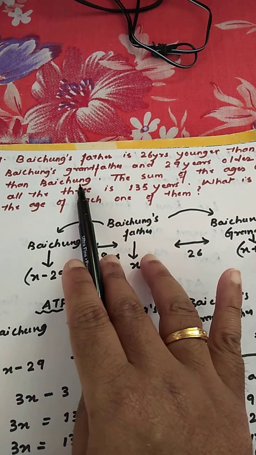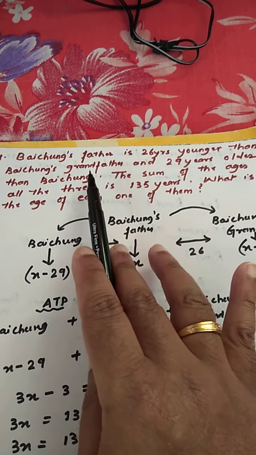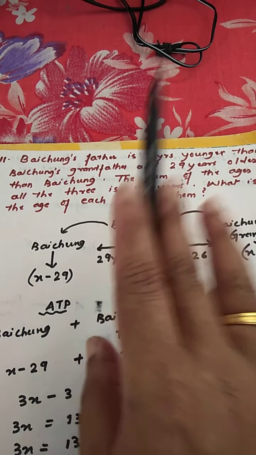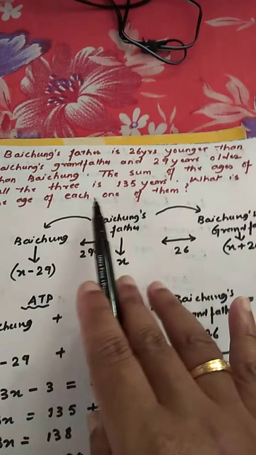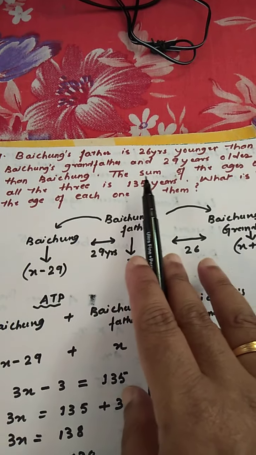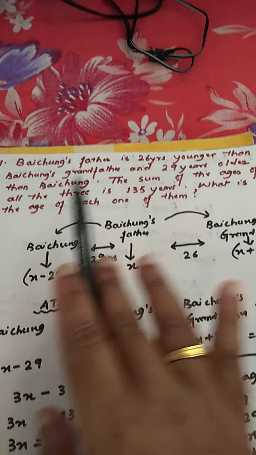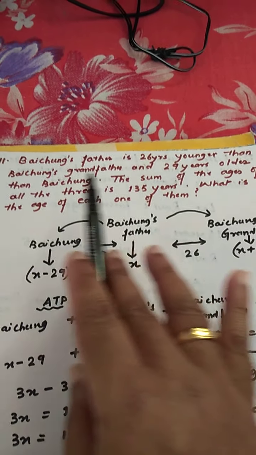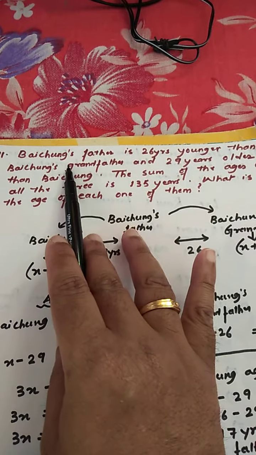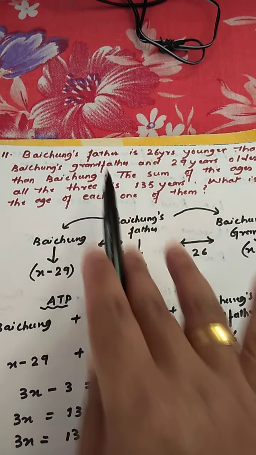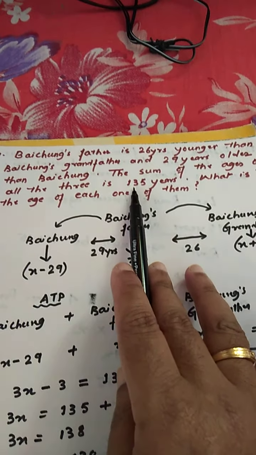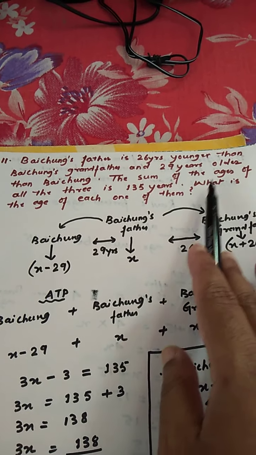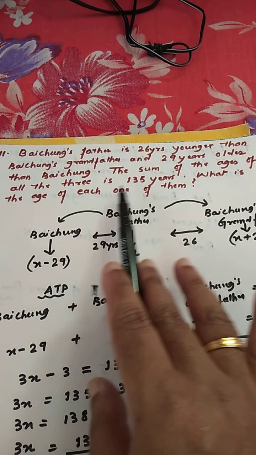So how many characters are there? Baichung, Baichung's father and Baichung's grandfather. There are three characters in this sum. Now, what is the final statement? The sum of the ages of all three is 135 years. So if we add up Baichung's age, Baichung's grandfather's age, and Baichung's father's age, it will come to 135 years. Now, what do we have to find? The age of each one of them.